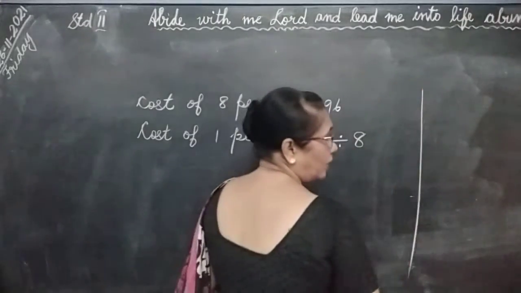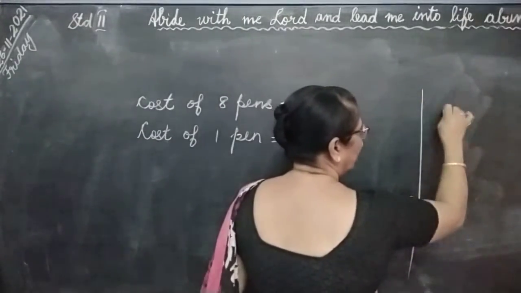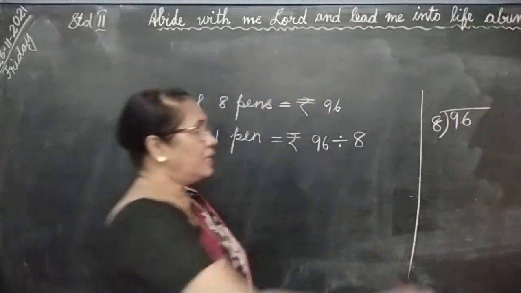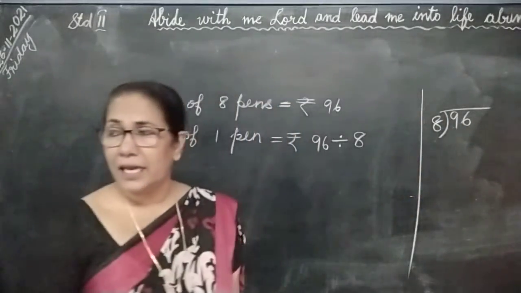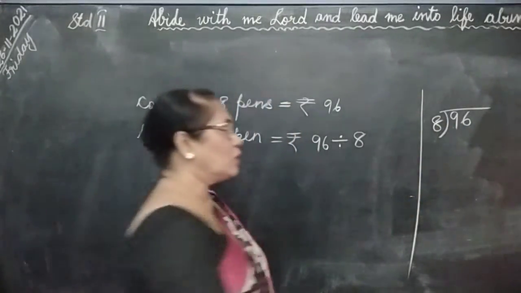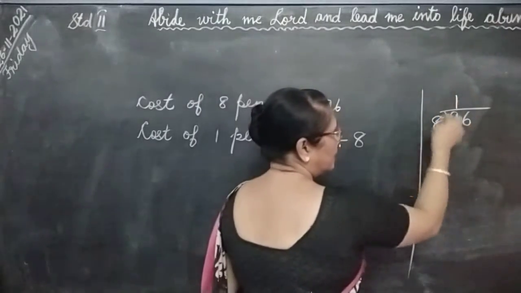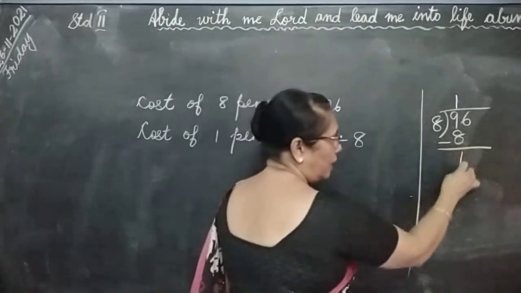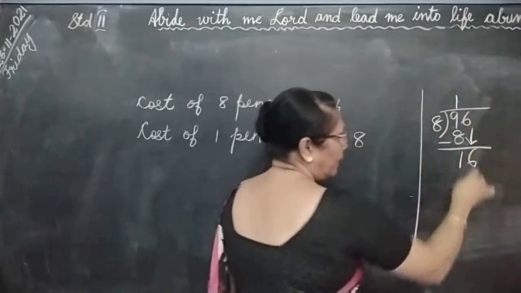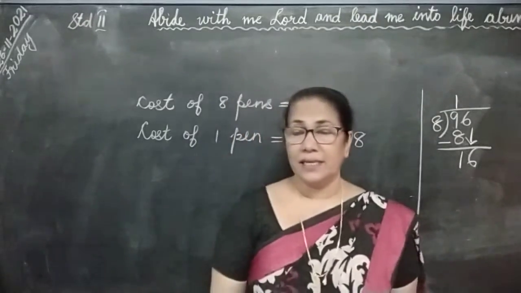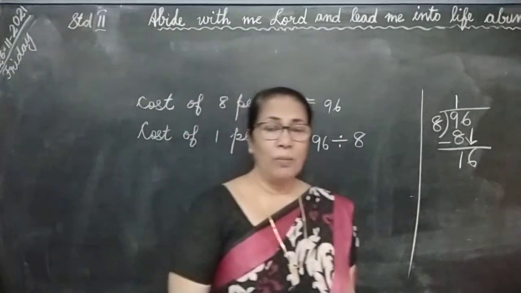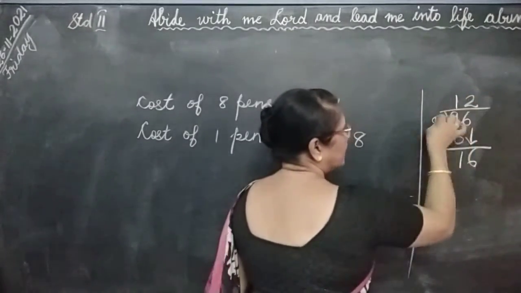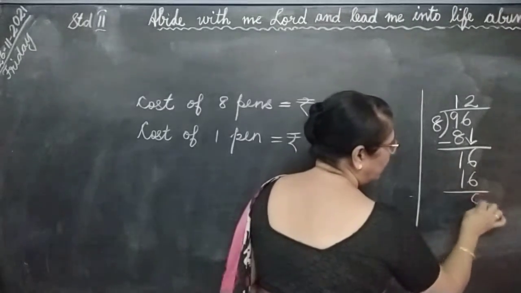Now in the working column we will do 96 divided by 8. In 9, how many 8s are there? Yes, there is only 1 eight. 1 eight is 8. Now we will subtract this. 9 minus 8 is 1. Then bring the 6 down. In 16, how many 8s are there? Yes, 2 eights are 16. It is completely divided, remainder 0.